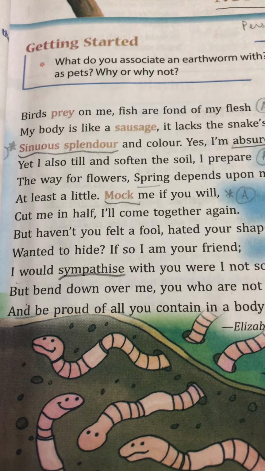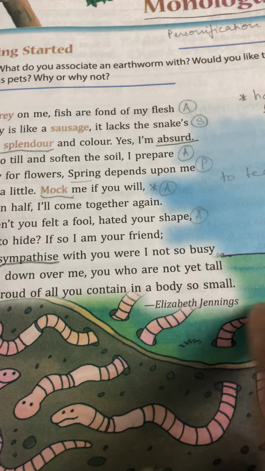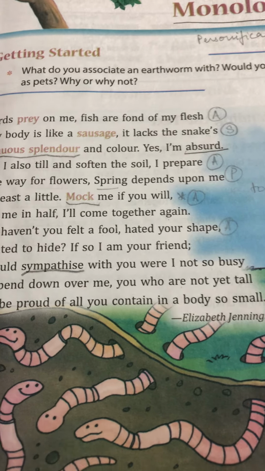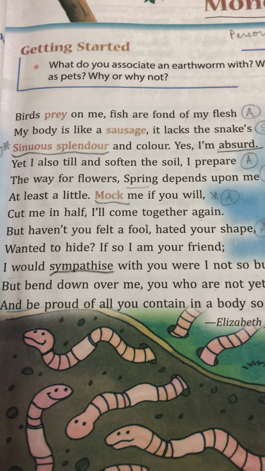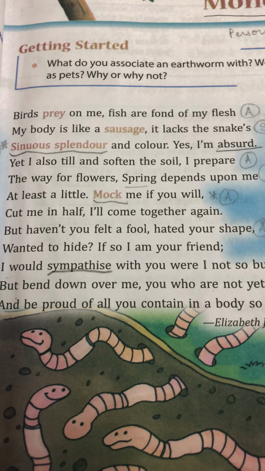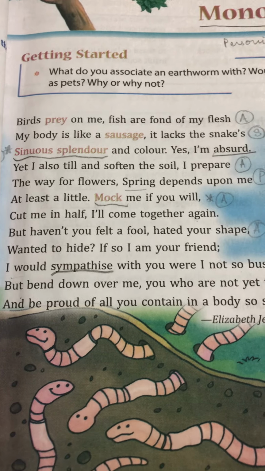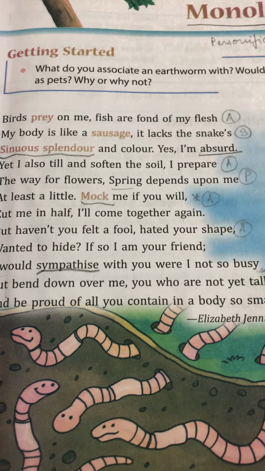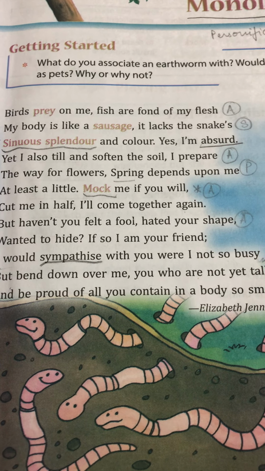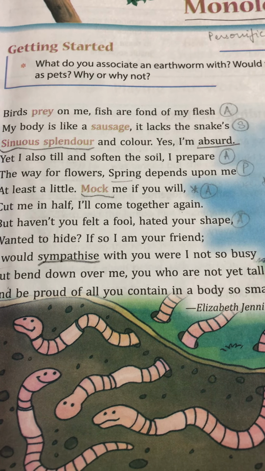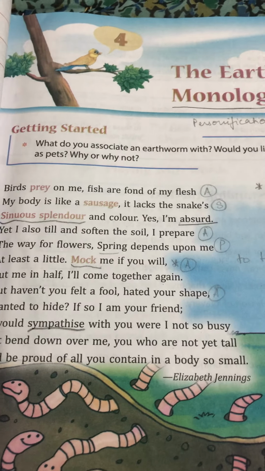Be humble, remain grounded, and be proud of all you contain in a body so small. Even if you are a small body, be proud of your existence. Be proud of what you are, how you are born, how you are sent to this earth by Lord God. So that is the meaning, the message which has been sent out through this poem by the poet Elizabeth Jennings. The name of the poem is Earthworm's Monologue. Right, students? Okay.